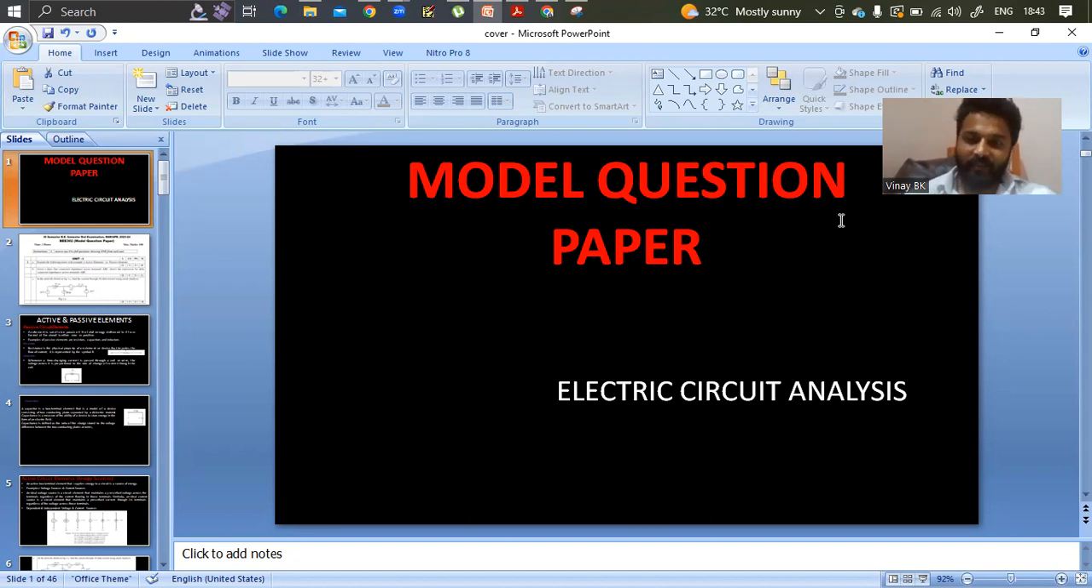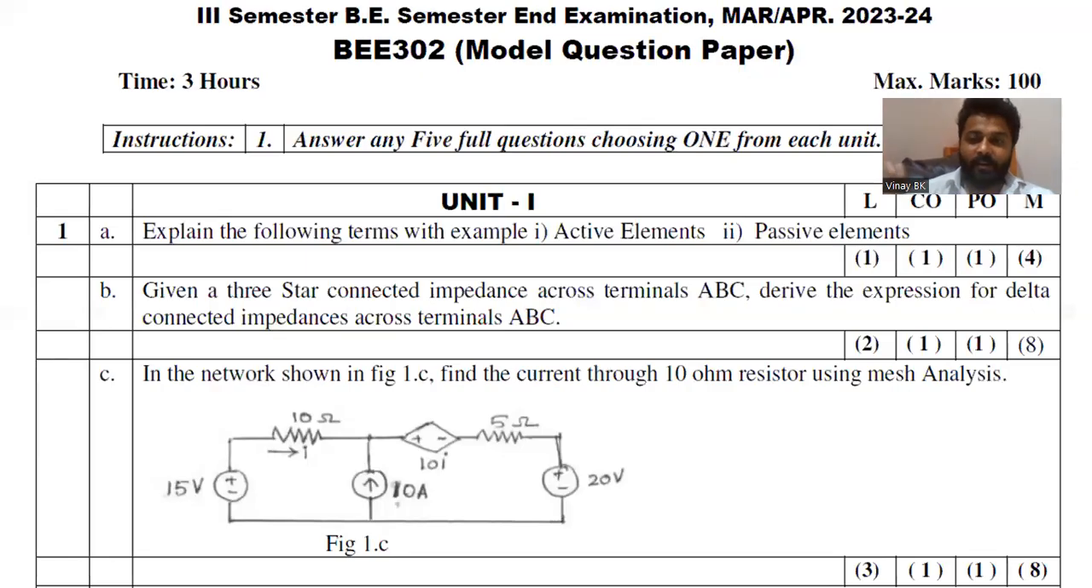So today in this video I'm going to start a session regarding the model question paper of Electric Circuit Analysis. Okay, so without wasting time, let us see the model question paper, Module 1, what all it has. Now, let's go. Module 1, you can see here, this is the model question paper. Just now, they uploaded this model question paper on the VTU website, so without wasting time, now see Module 1 or Unit 1.